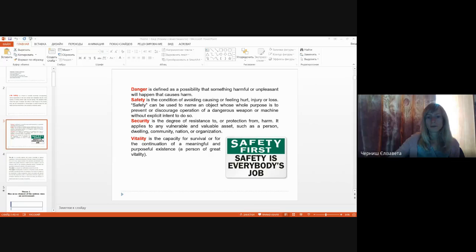We have new types of dangers connected with our activities. Animals have different types of natural dangers impacting them first of all. As human activity grows, we have a very intensive growth of human-made impacts and danger factors. So danger is defined as the possibility that something harmful or unpleasant will happen that causes harm. It is a very general definition.